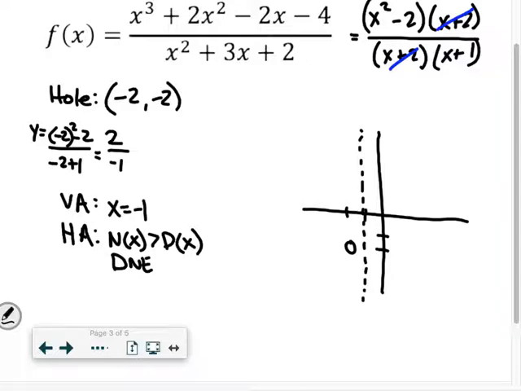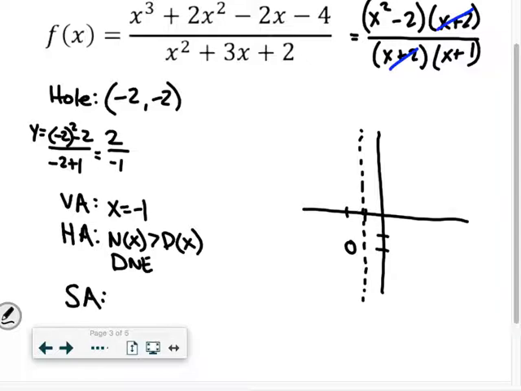So we see that whether you're looking at the original, the cubic divided by quadratic, or you're looking at your reduced function, x squared minus 2 over x plus 1, in either of those, the degree of the numerator is exactly 1 more than the degree of the denominator. So we have a slant asymptote.